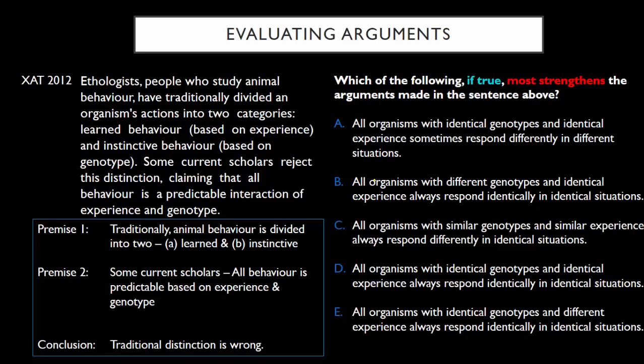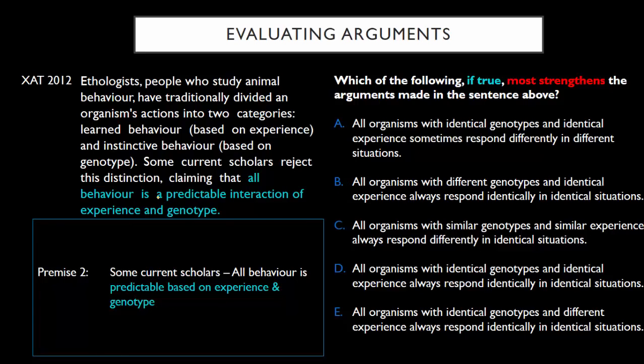So if you look at this whole argument, we have to focus on this particular part. It is a predictable interaction based on experience and genotype. For it to be predictable, for similar experience and similar genotype, the response should be identical. That is actually necessary for this, right? Because it is a predictable interaction of experience and genotype, for us to predict it, the response has to be identical.